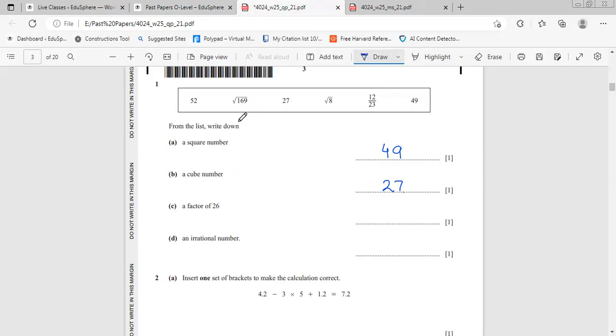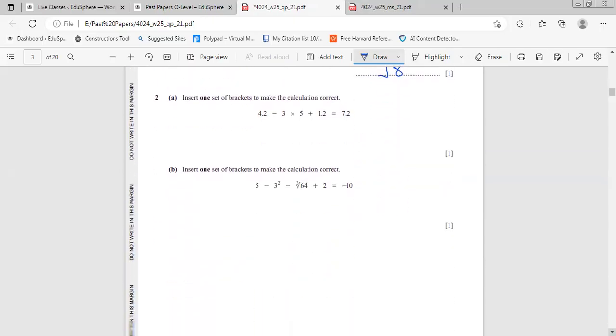A factor of 26: I already told you that the square root of 169 is equal to 13. So it is a factor of 26, because 26 has two factors, 2 and 13. So we will write square root 169 as a factor of 26. Then comes an irrational number. The irrational number is square root 8. Any number that has a square root or cube root on top of it, and is not a perfect square or perfect cube, is an irrational number.